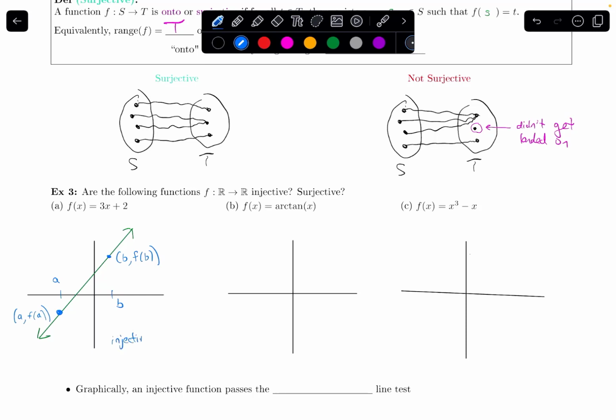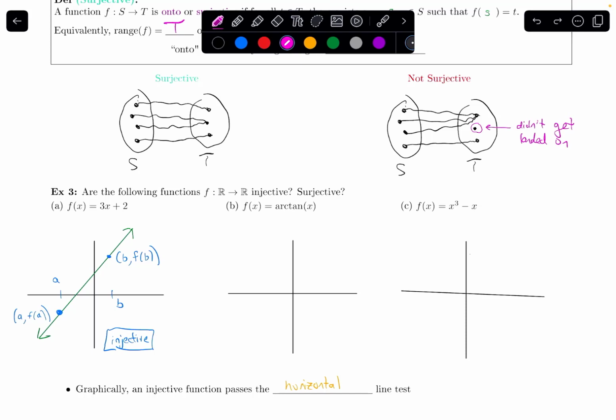It is injective. The graphical way to test for this is an injective function passes the horizontal line test. Because if instead the graph had curved upwards like this, then I could draw horizontal lines that cross the graph more than once. Like this would cross it here and here. So there would be multiple inputs with the same output, and that would be bad. So an injective function is going to pass the horizontal line test.